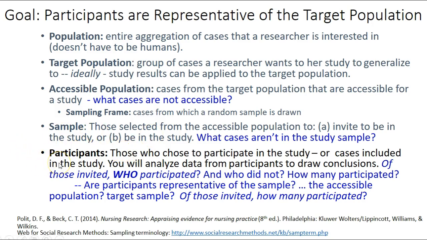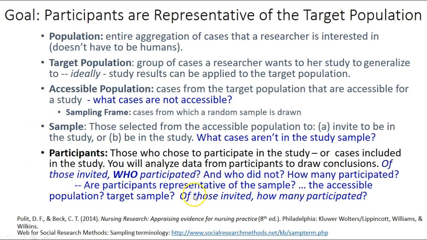And then finally, at this next layer, and this is especially for studies when you're inviting participation, is who participated and who did not. You need to have some kind of a handle on that. Obviously, you know how many people you invited. You can record how many people chose to participate, and then those who didn't choose to participate is the number who didn't. This is called the response rate.